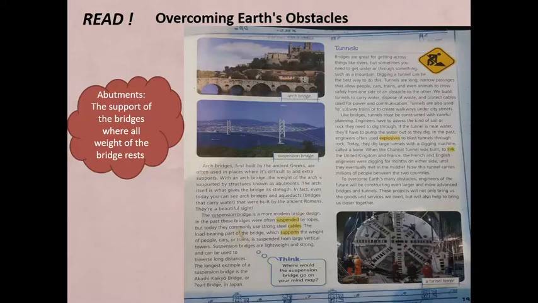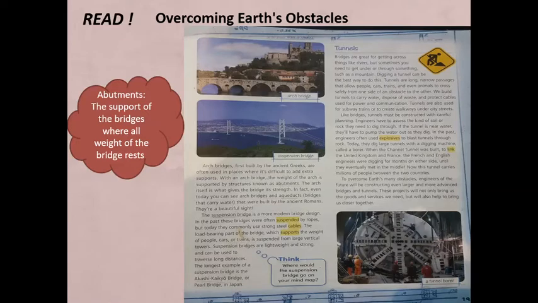Tunnels. Bridges are great for getting across things like rivers, but sometimes you need to get under or through something, such as a mountain. Digging a tunnel can be the best way to do this. Tunnels are long, narrow passages that allow people, cars, trains, and even animals to cross safely from one side of an obstacle to the other.